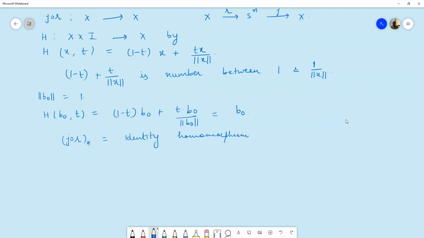So it means J star circle R star is the identity homomorphism. So we have proved here that J star circle R star is identity, as well as R star circle J star is identity. It means J star is a bijective map. So it is an isomorphism basically, which completes the proof.